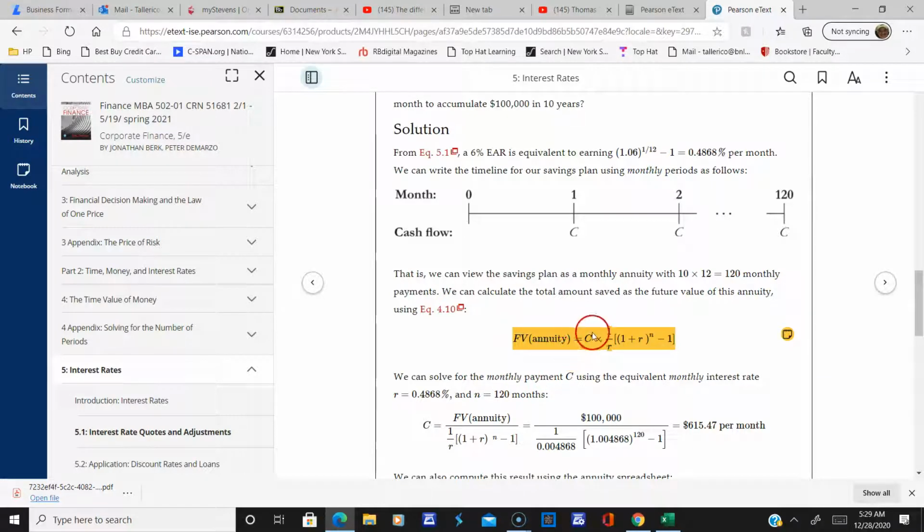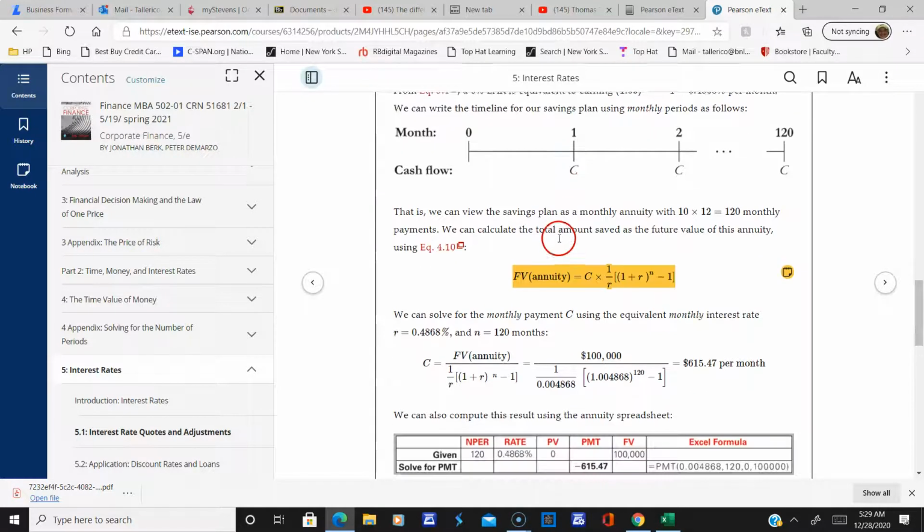What we're going to solve for is how much of a monthly payment we have to make. All right, we got to solve for C because that's what they asked for, right? How much monthly payment do we have to make to accumulate? We want this to be what, $100,000, right? You see, this has got to be 100,000. It says in the example. All right, so we got to solve for C, and this was equation 4.10 in the book. So you can go back and review that. But we will get to that and talk about that in more detail.